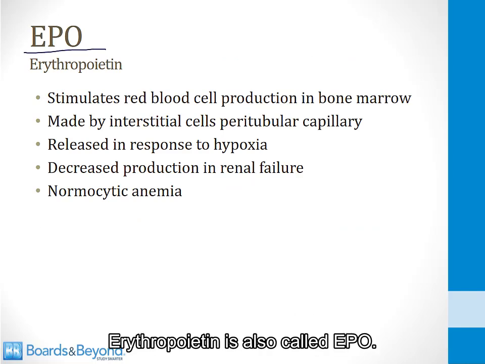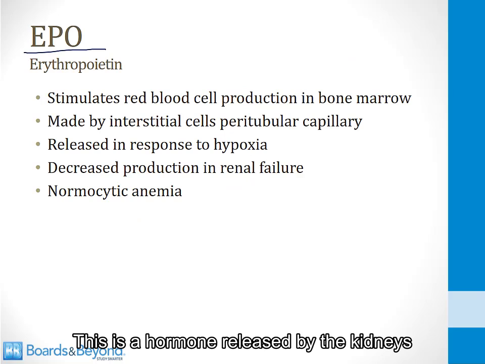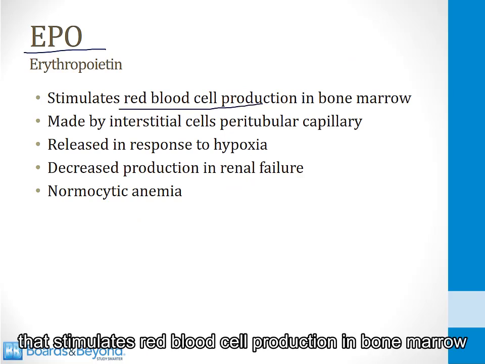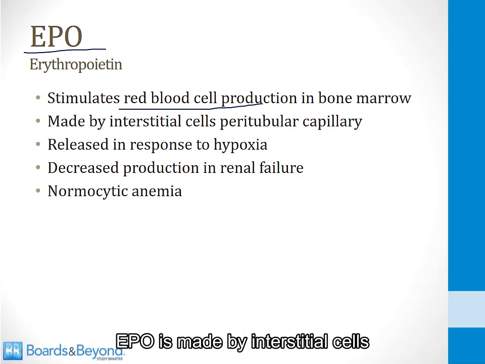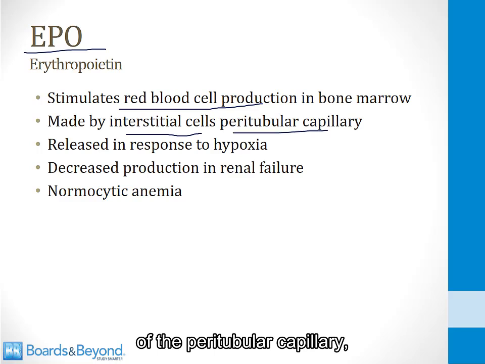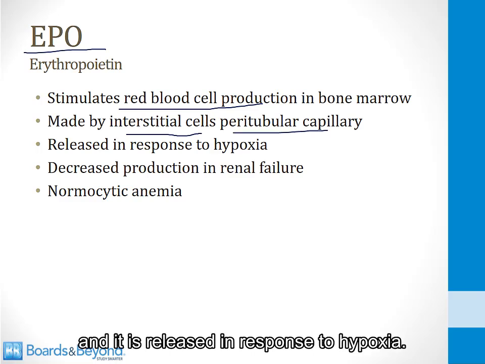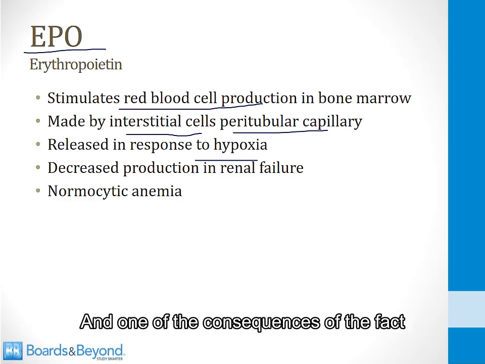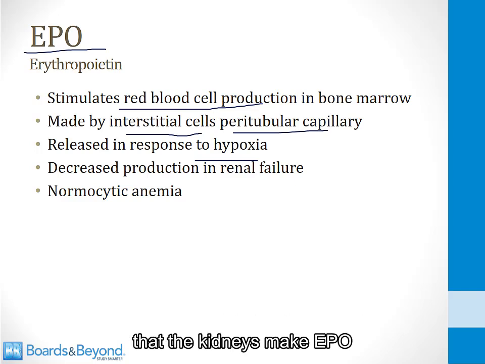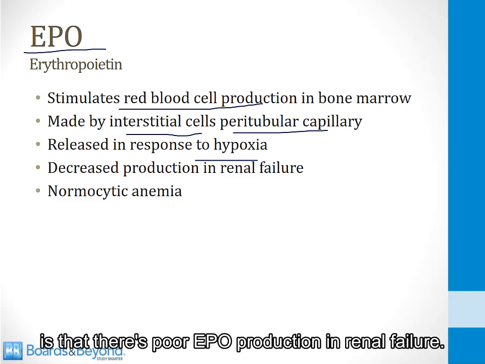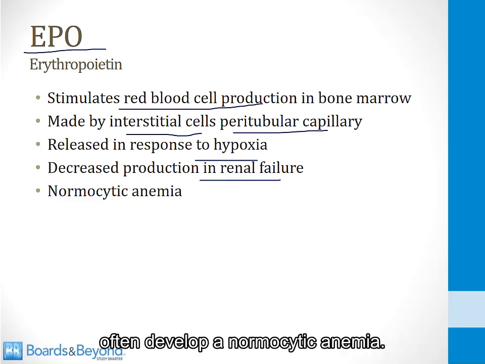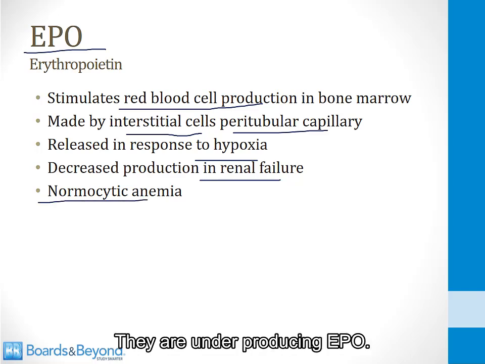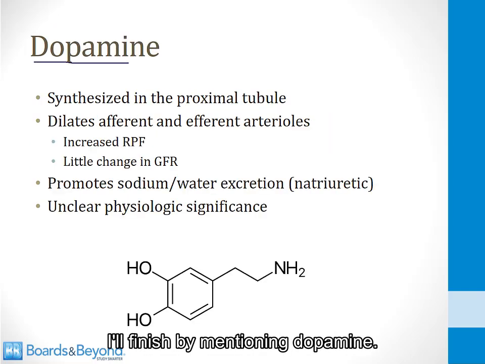Erythropoietin is also called EPO. This is a hormone released by the kidneys that stimulates red blood cell production in bone marrow to maintain the red blood cell level in the plasma. EPO is made by interstitial cells of the peritubular capillary, and it is released in response to hypoxia. And one of the consequences of the fact that the kidneys make EPO is that there's poor EPO production in renal failure, and that's why patients with chronic kidney disease often develop a normocytic anemia. They are underproducing EPO.